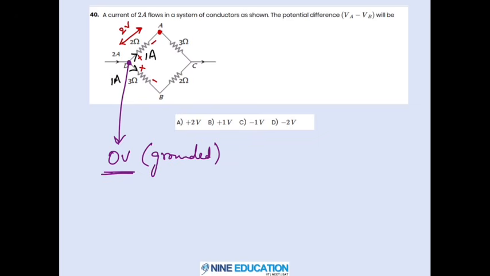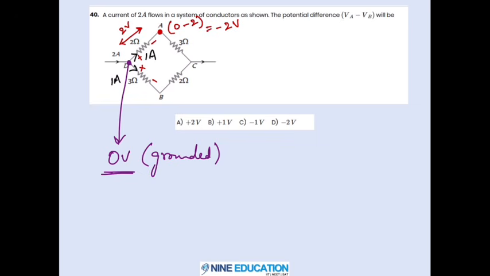So what is the potential at point A? Potential at point A is potential at point D minus 2 volt. Potential at point D is 0 volt that we have decided, and potential drop is 2 volt. So potential at point A is 0 minus 2. So that is minus 2 volt. This is potential at A.